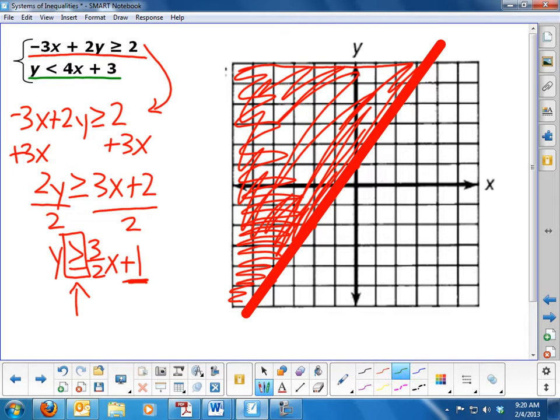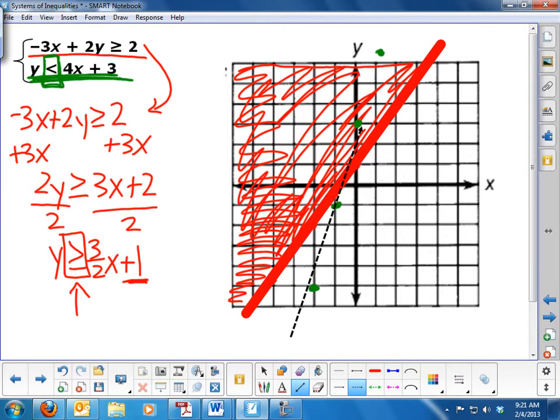Okay, so now I get to go back and look at my second inequality, which is y is less than 4x plus 3. That's already in slope-intercept form, so I'm just going to go ahead and plot that. Start at 3, and my slope is 4: up 4 over 1, down 4 over 1. Now I have to decide if my line is solid or dashed, and since it's just a plain less than symbol, I know that my line is going to be dashed. So I'm going to have a dashed line here to connect these points.